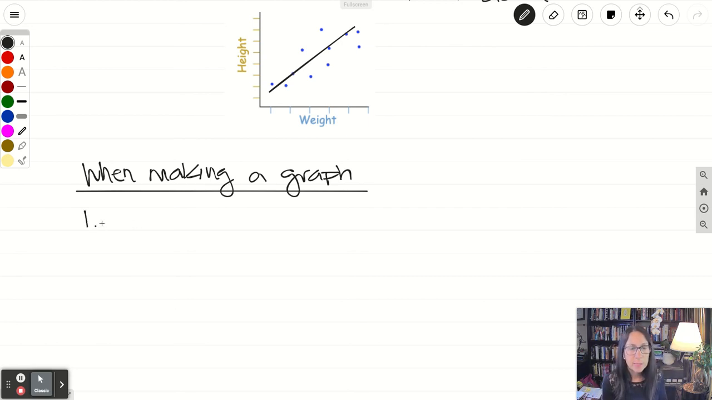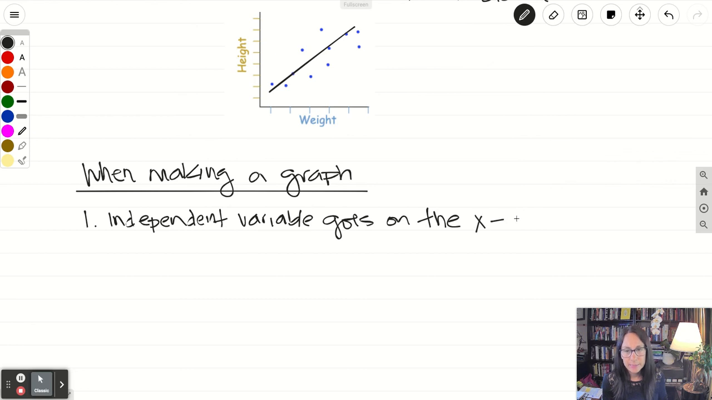Okay, so I'm going to make a list here. These are the rules. Independent variable goes on the x-axis, okay? And this is when, after you've done an experiment. So up here with the scatter plot, this is not an experiment that we did. This is just, is there a relationship between two sets of data?